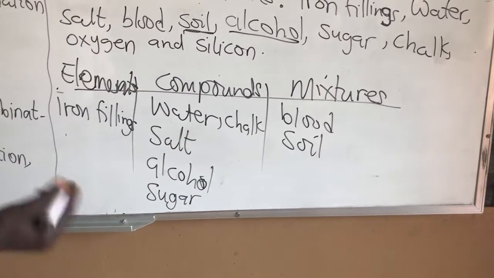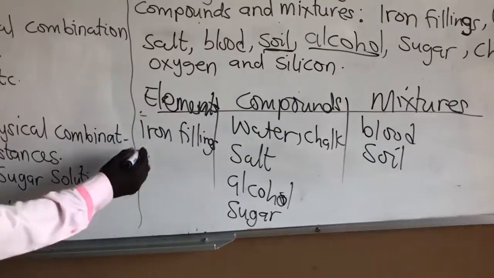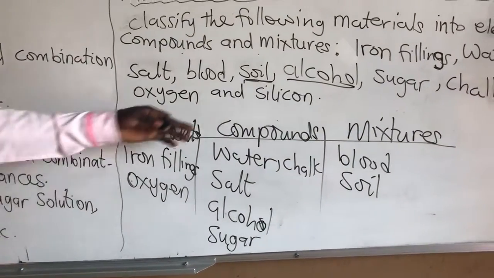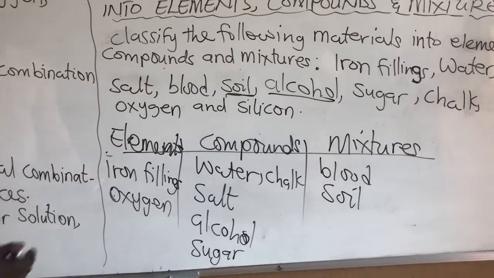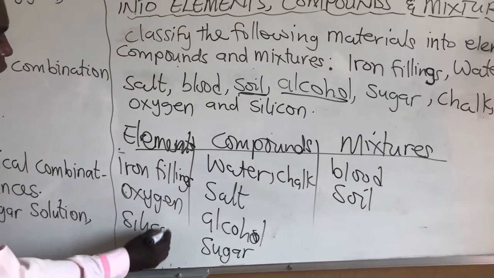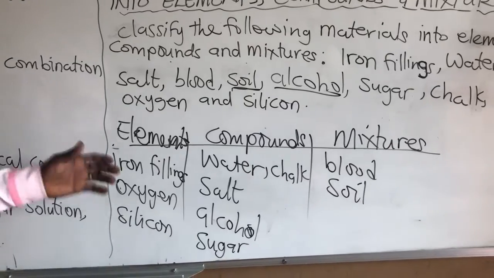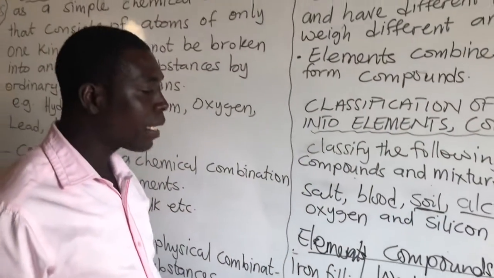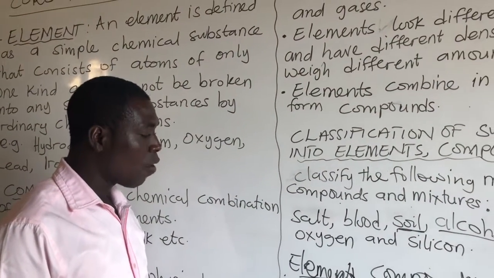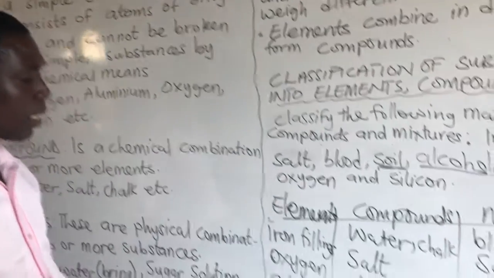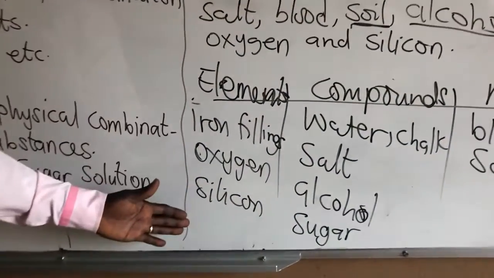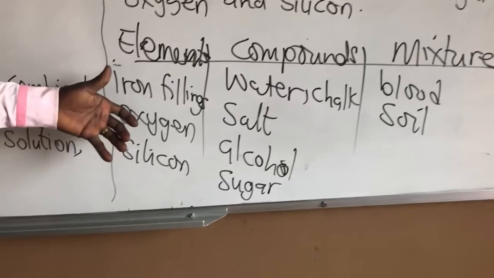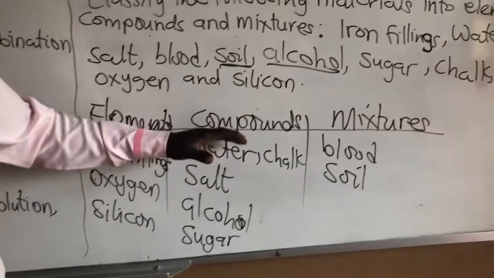Oxygen. You know oxygen is a natural element, and therefore oxygen is under element, oxygen or fresh air. And silicon is in between the metals and non-metals, which means that it's a semi-metal. And a semi-metal is a natural element, and therefore silicon too can be classified under element. So these are the substances or materials which we have under elements, compounds, and mixtures.